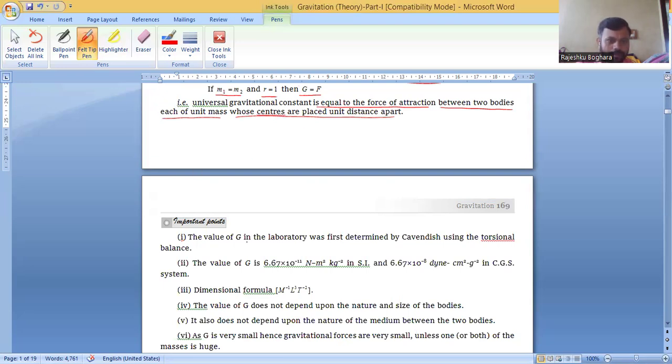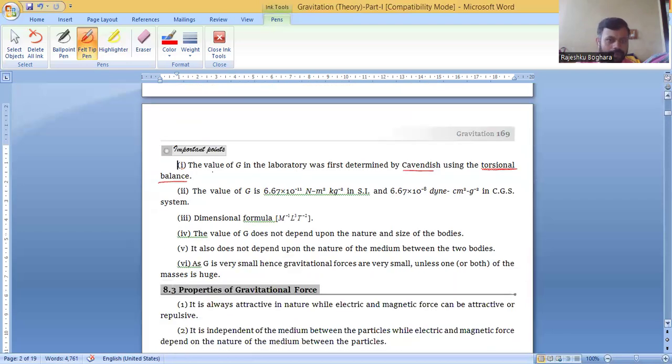Now, the value of G in the laboratory was first determined by Cavendish using torsional balance. The value of G is 6.67 into 10 raised to minus 11 Newton meter square per kilogram square in SI. In CGS, 6.67 into 10 raised to minus 8 centimeter cube per gram second square. We have to remember this. Dimension formula M-1 L3 T-2.